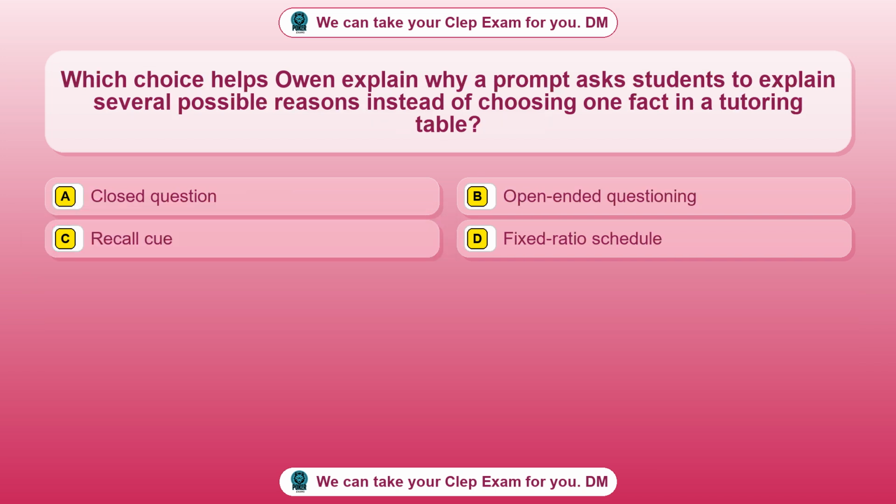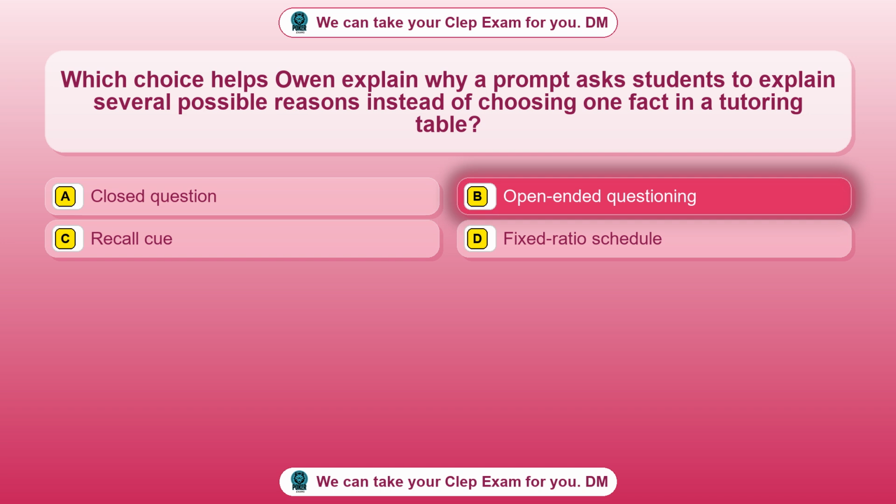Question 76. Which choice helps Owen explain why a prompt asks students to explain several possible reasons instead of choosing one fact in a tutoring table? Option A, closed question. Option B, open-ended questioning. Option C, recall cue. Option D, fixed ratio schedule. The correct answer is option B, open-ended questioning.